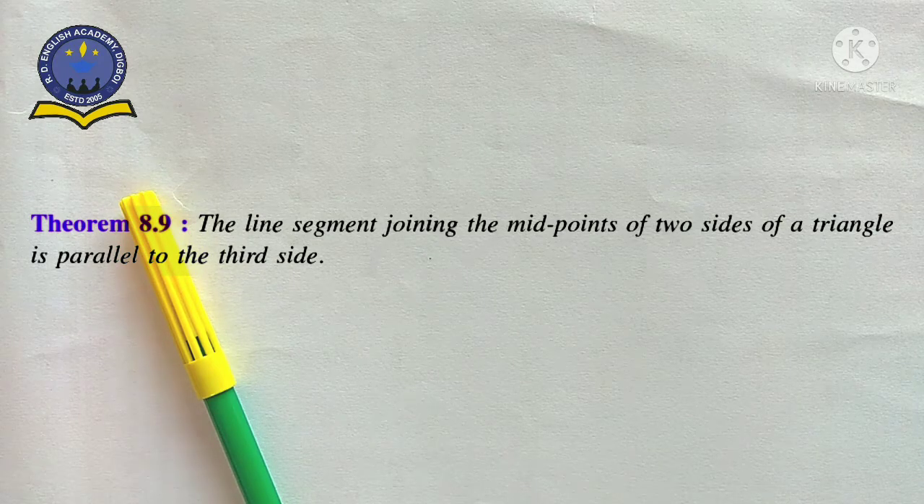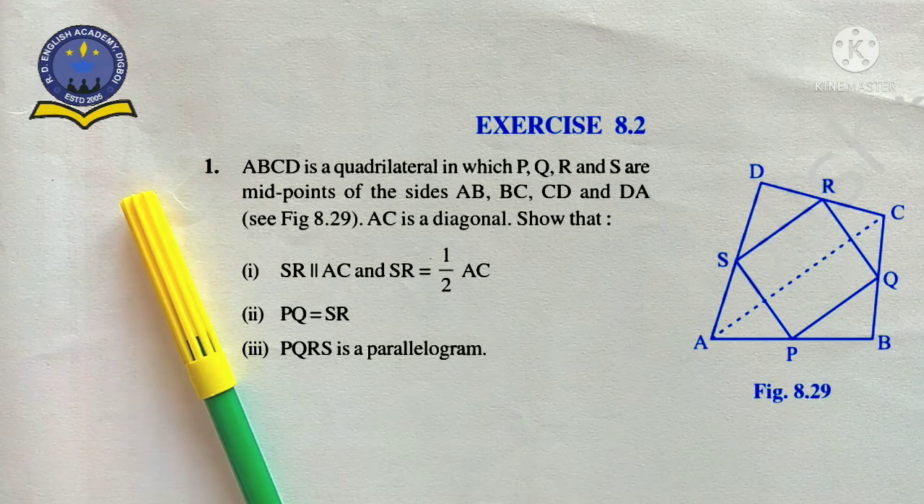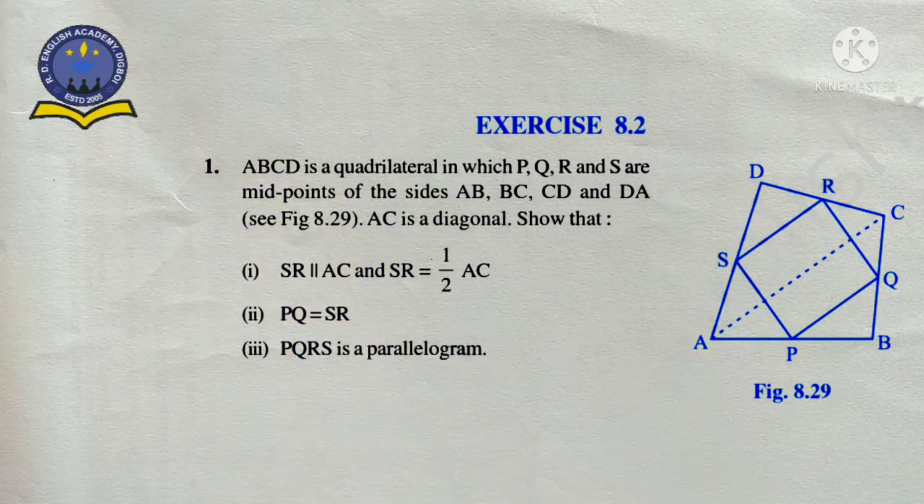With the help of this midpoint theorem, today we have to start our next exercise, which is exercise 8.2. In this exercise, the first question is given: ABCD is a quadrilateral in which P, Q, R, S are midpoints of the sides AB, BC, CD and DA. As you see here, the figure is also given.